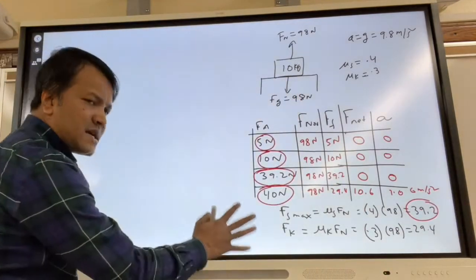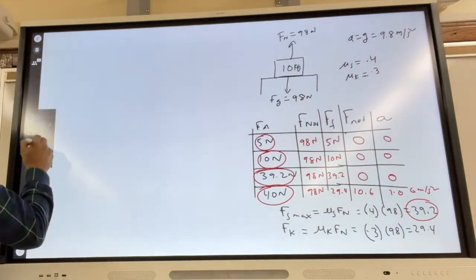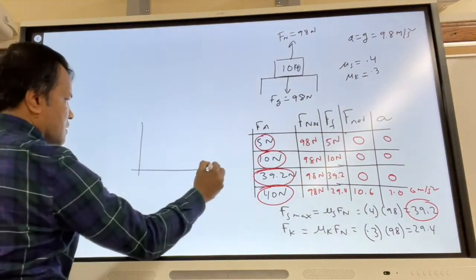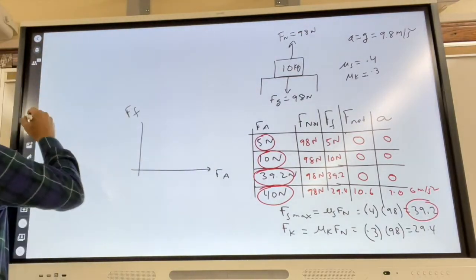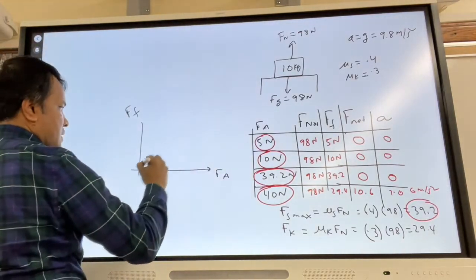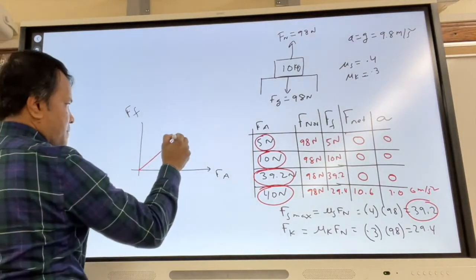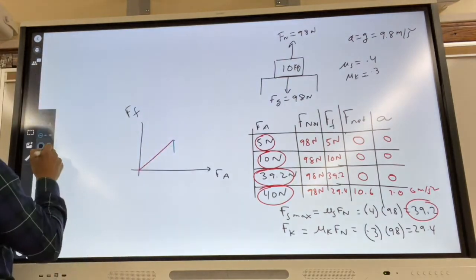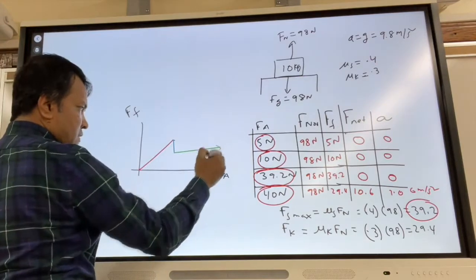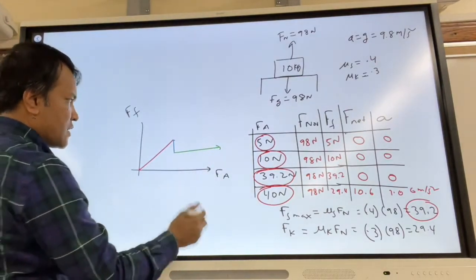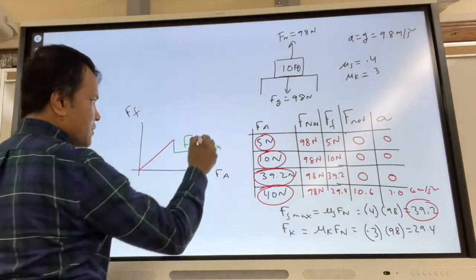Now, the last thing I'm going to show you is the friction graph. So the friction graph would be applied force versus force of friction. I'm going to have the static friction. I'm going to have the kinetic friction. All right. So kinetic friction is just one value, Fk.